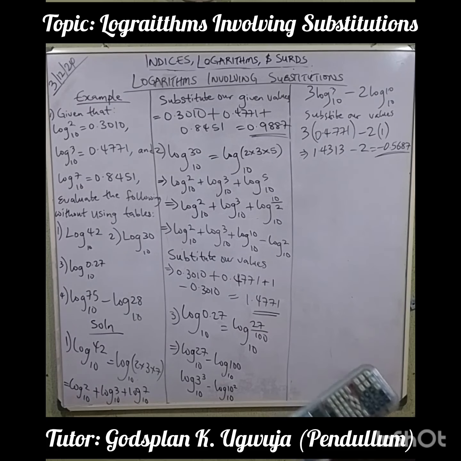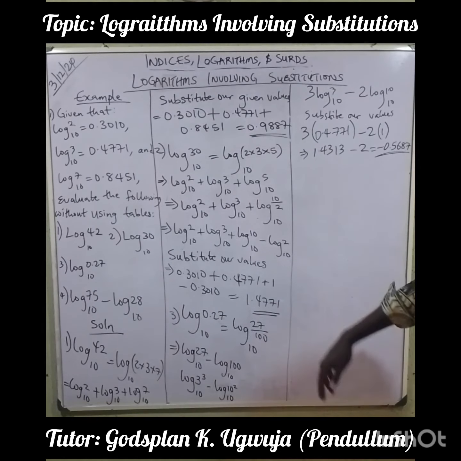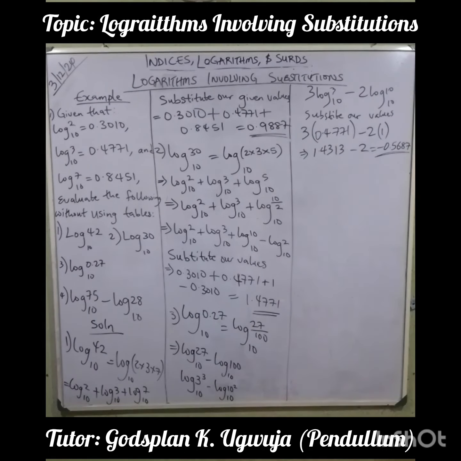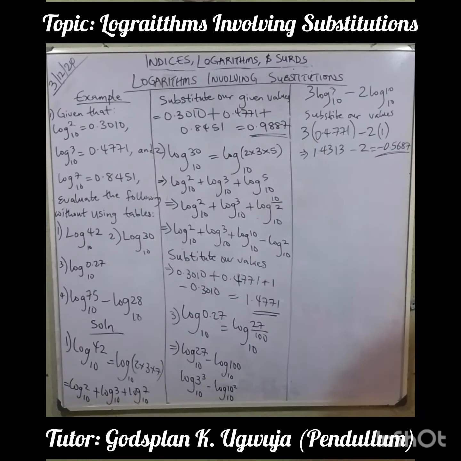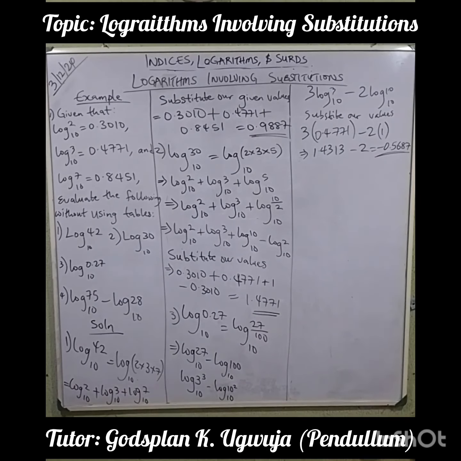So this is actually a simple question. The only thing you need to take note of is expressing this like this. Then you remember that 27 can be expressed in powers of 3. We have 3 here, so that's not an issue. And 100 can be expressed in powers of 10. Because this logarithm is in base 10, that one is also not an issue. Alright?